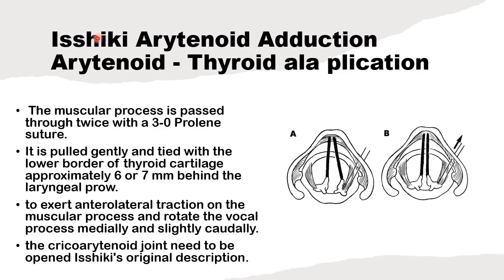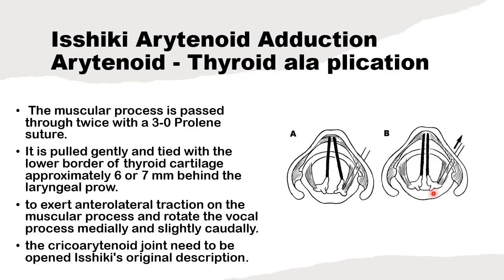In the original description, Ishiki described this arytenoid adduction procedure and used the suture line to mimic the action of both the thyroarytenoidus and the lateral cricoarytenoid. The suture ends will be placed on the muscular process here and brought out through the thyroid ala about 8 millimeters from its anterior edge, but towards its inferior part. So it will be pulling in the direction of the vector of two muscles, the thyroarytenoidus and the lateral cricoarytenoid. This was the original Ishiki description.